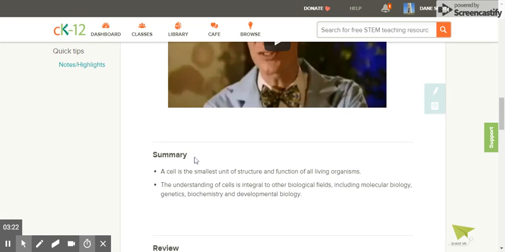So in summary, the cell is the smallest unit of structure, what it looks like, and function, what it does, of all living organisms. And the understanding of cells is a very important part of other biological fields, including molecular biology, genetics, biochemistry, and developmental biology. So all those fancy science jobs require a deep understanding of the cell.